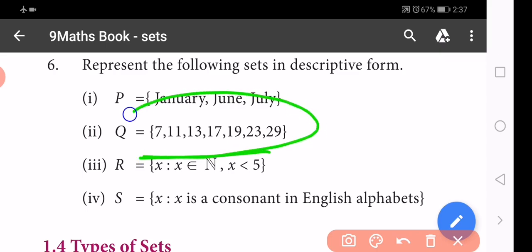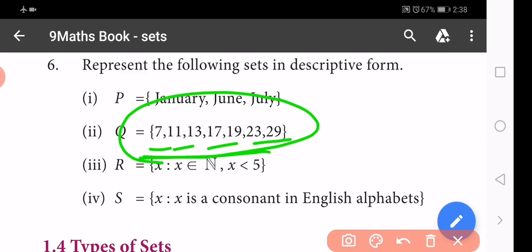Do you know what type of numbers these are? Is it odd numbers? No. If it were odd, after 7 there would be 9 and 15. Then look at each number. Each number is divisible by itself and one only. Then what is the type of number? It is a prime number.